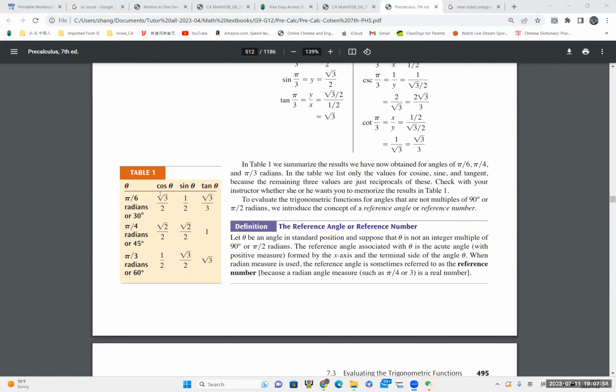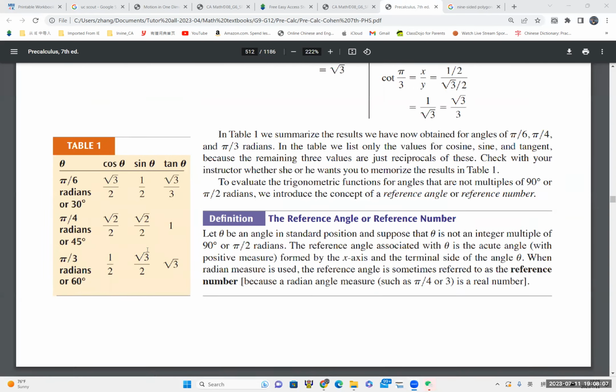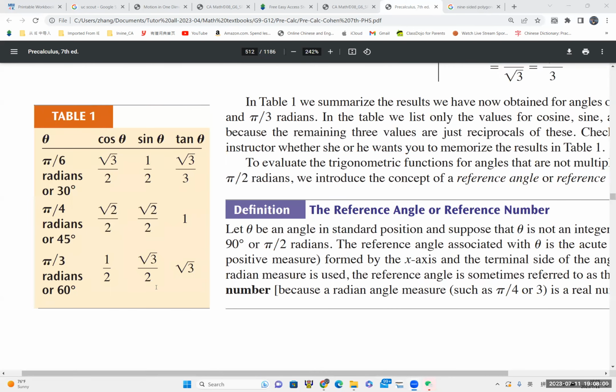Here we show trigonometric values for some special angles. It's cool if you can remember all of them, but if not, at least you can derive them yourself, right?